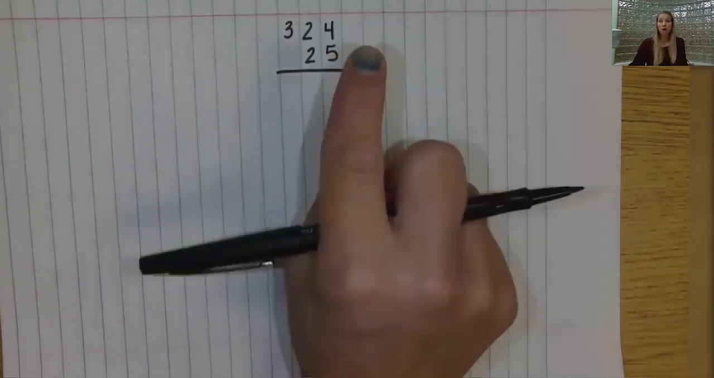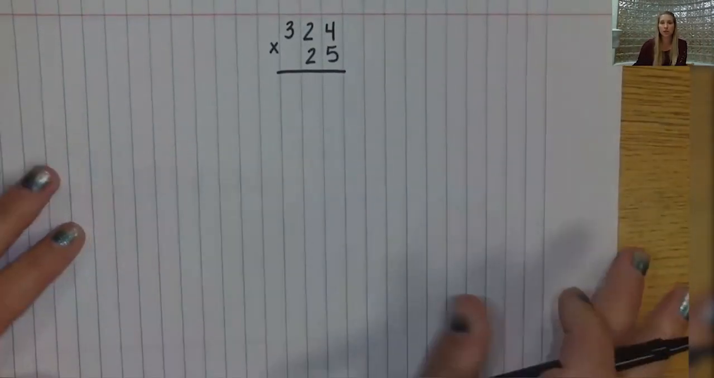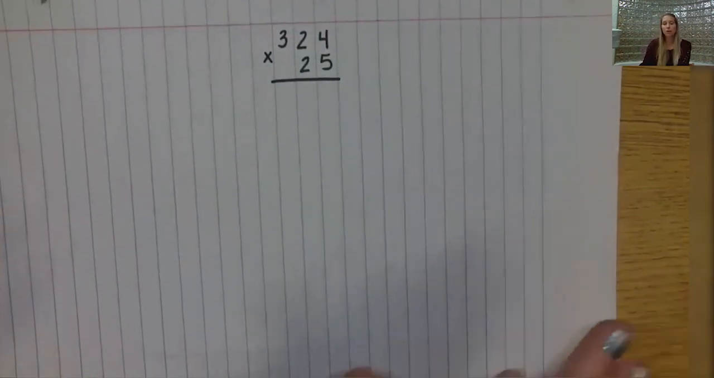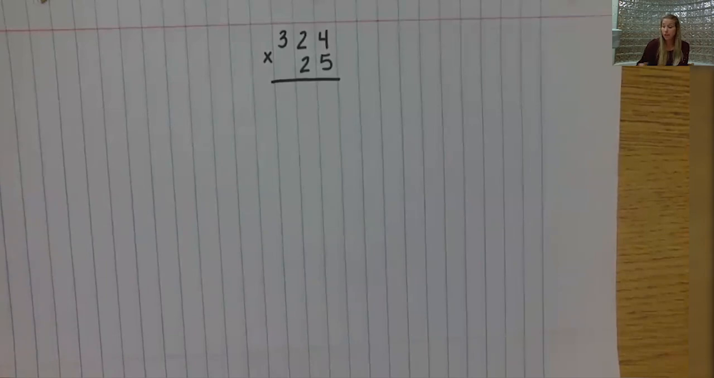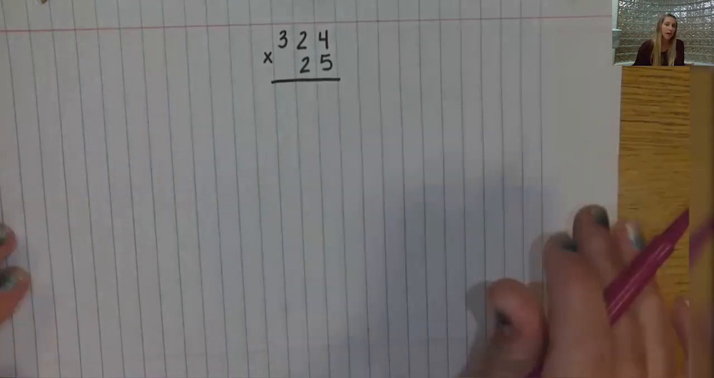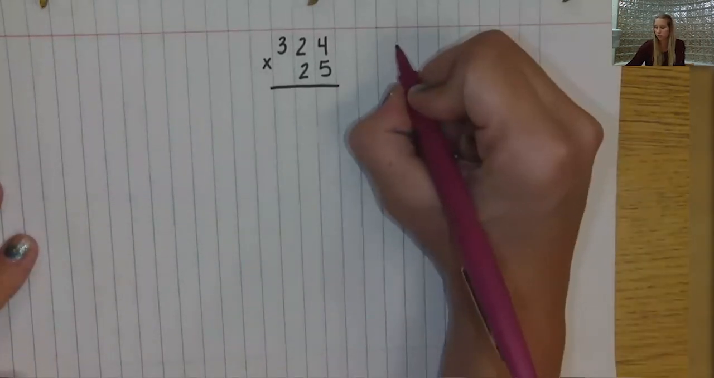Remember, we're going to start by multiplying each digit in 324 by the ones place from 25. What digit is in the ones place on 25? That's right, 5. But we also have to remember a very important rule, to regroup if needed. So I'm going to do a little bit of both. I'm going to do standard algorithm, but I'm going to write how I got those numbers over to the side. So let's do this first.